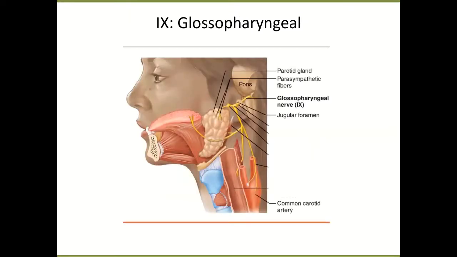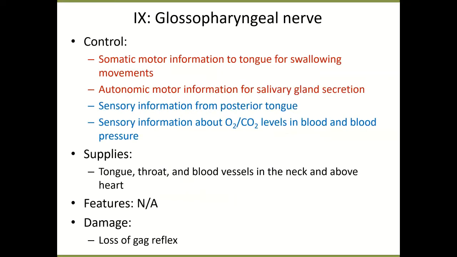Okay, let's look at number 9, the glossopharyngeal nerve. Glosso, remember, meant tongue. Pharyngeal, well, kind of like pharynx, right? That refers to the throat. So your glossopharyngeal nerve will supply your tongue and also your throat, but not just your throat. It'll supply the blood vessels that run next to your throat too. There's a big old honking blood vessel in there, and that's the carotid artery. So your glossopharyngeal nerve will carry information from the carotid artery.